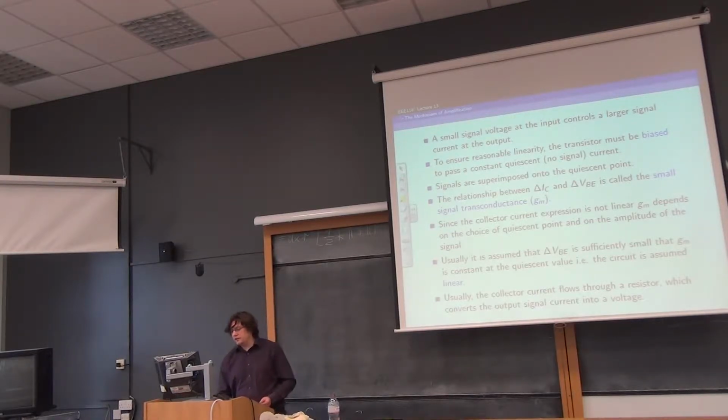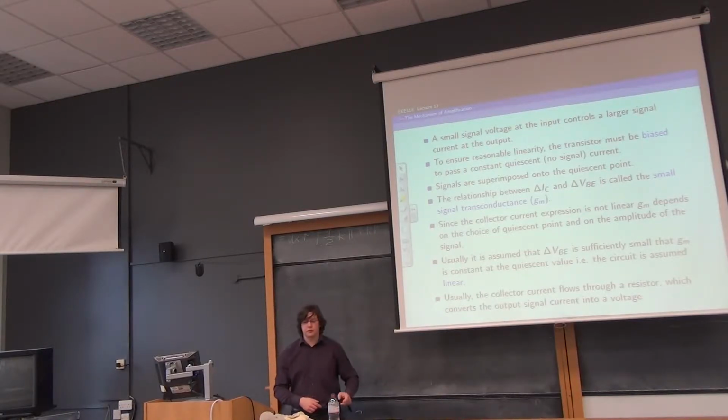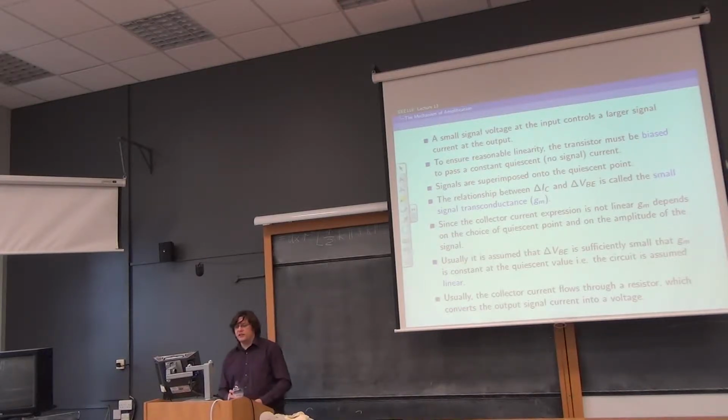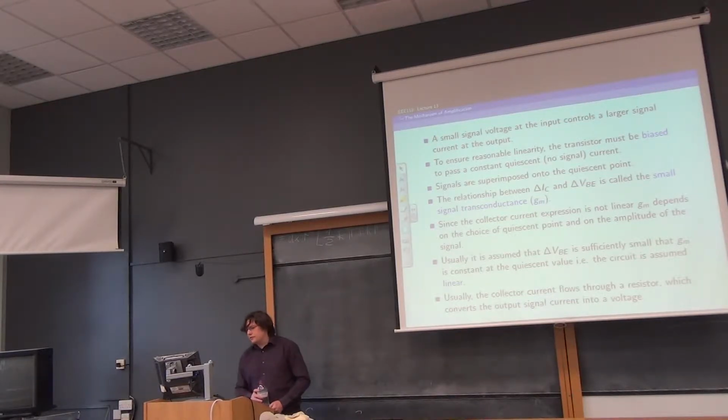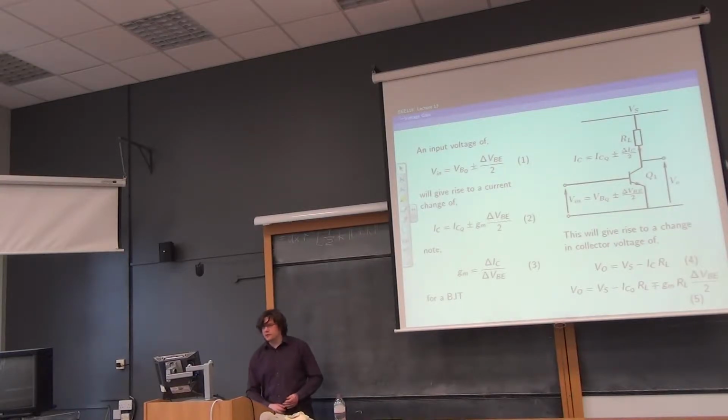Usually we assume that VBE, delta VBE, is sufficiently small that GM is constant. That's to say, a straight line in the region we're interested in. And when we say that, what we're really doing is assuming the circuit is linear. That's to say, the transistor is composed only of characteristics that have straight lines. And we can think about it in the same way as we think about other linear components, like resistors, capacitors, and inductors. Usually, the collector current flows through a resistor, which converts the output signal current into a voltage. And that's the situation we have in this slide.